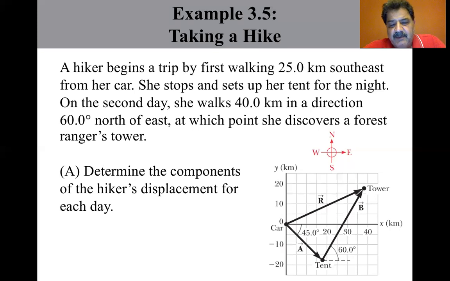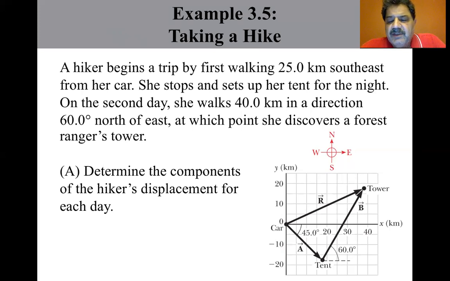The next example. A hiker begins a trip by first walking 25 kilometers southeast from her car. She stops and sets up her tent for the night. On the second day, she walks 40 kilometers in a direction 60 degrees north of east, at which point she discovers a forest ranger's tower. Determine the components of the hiker's displacement for each day.